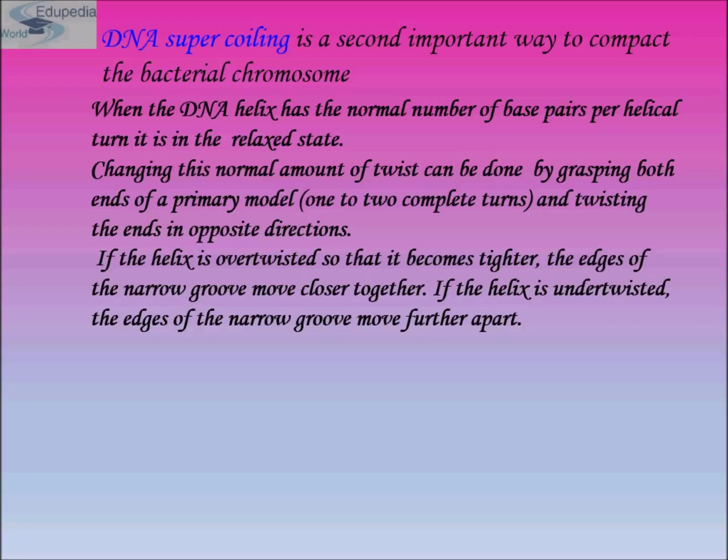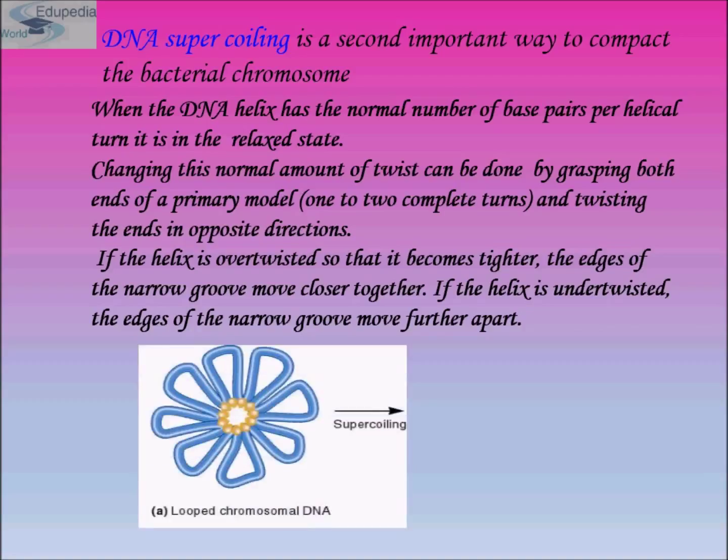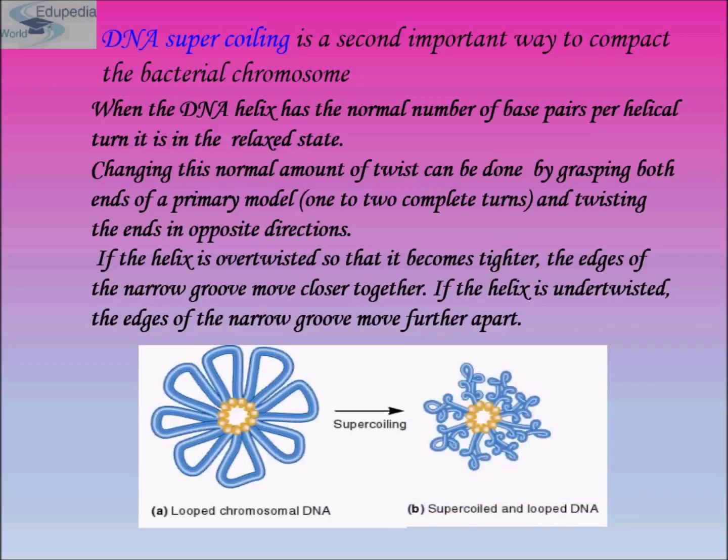If the helix is overtwisted so that it becomes tighter, the edges of the narrow groove move closer together. If the helix is undertwisted, the edges of the narrow groove move further apart. This is the representation of how looped chromosomal DNA gets converted into a supercoiled looped DNA.